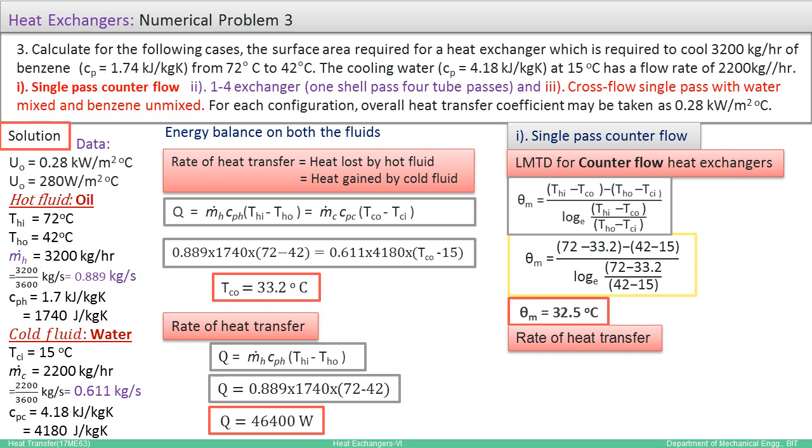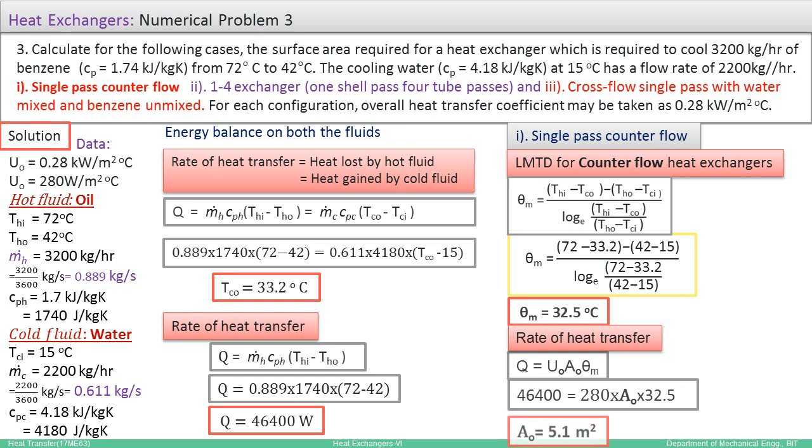And now since we are required to find out the surface area required, we can use the expression for rate of heat transfer. Q is equal to U naught A naught into theta m. So theta m is known, Q is known, U naught is given. So the only unknown is A naught. A naught can be found out for this case as 5.1 meter square. For the first case of single pass counterflow, A naught is 5.1 meter square.